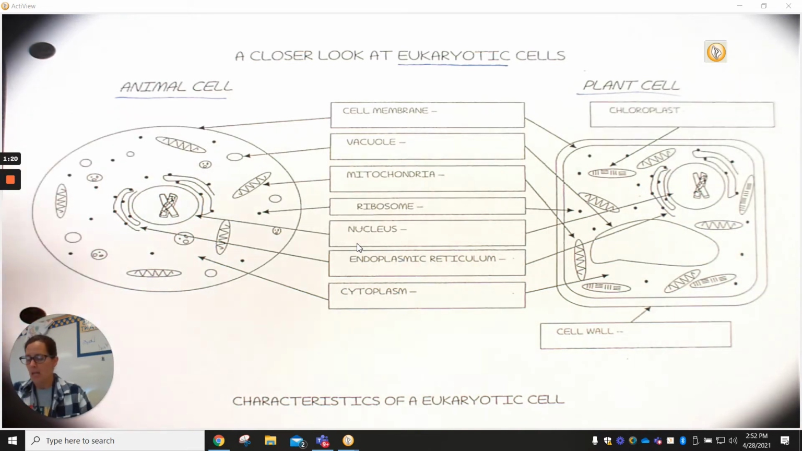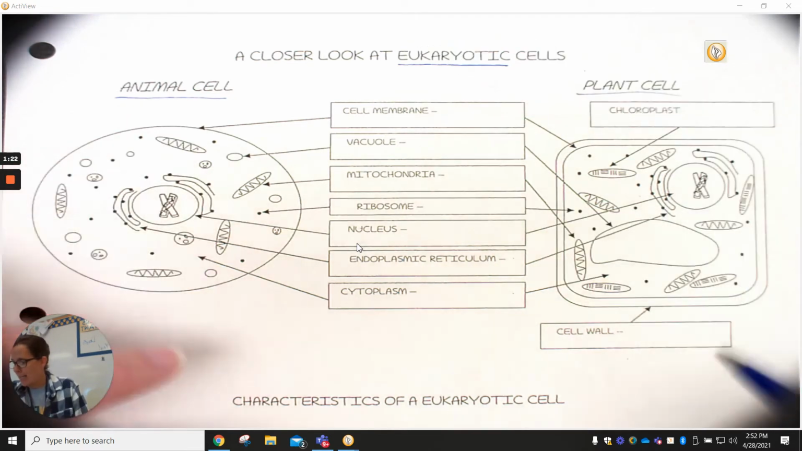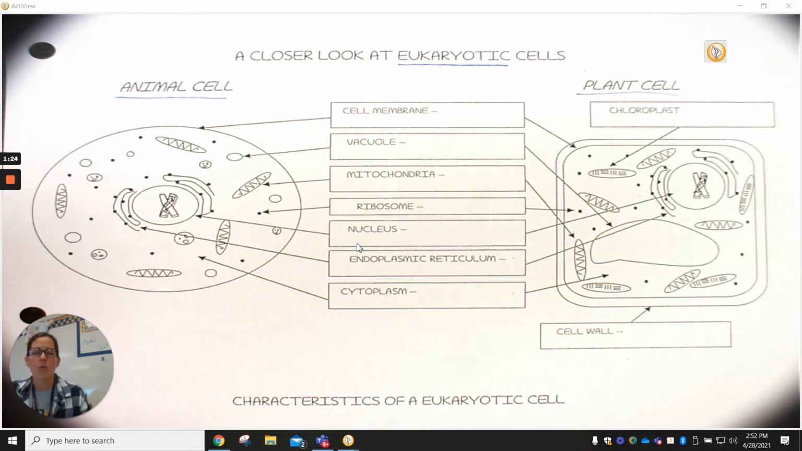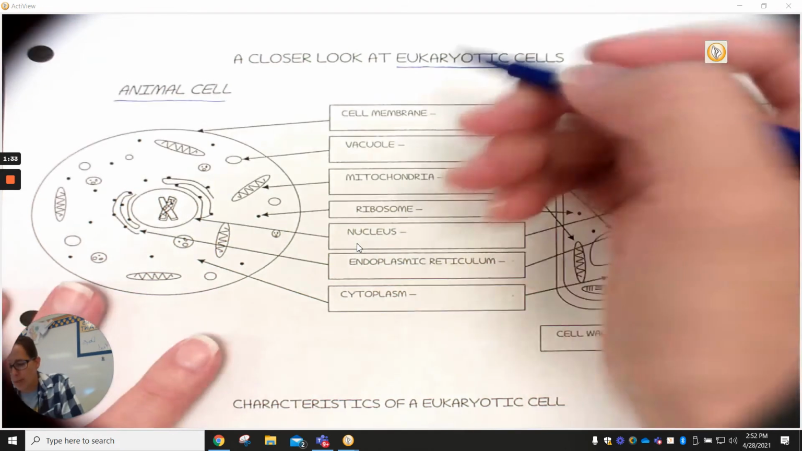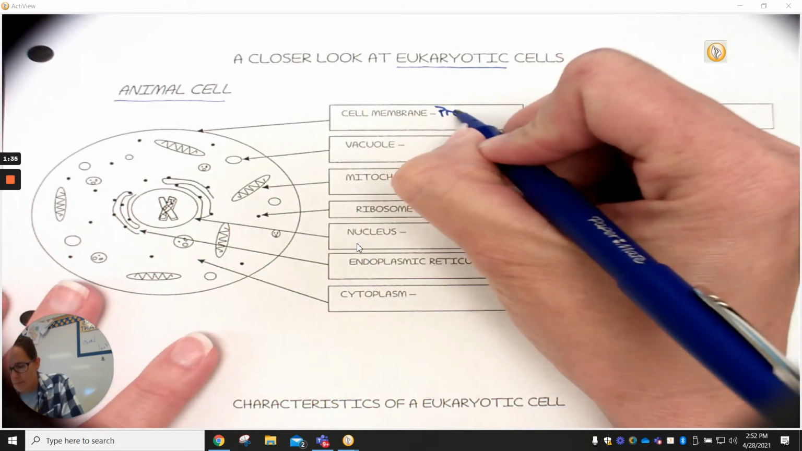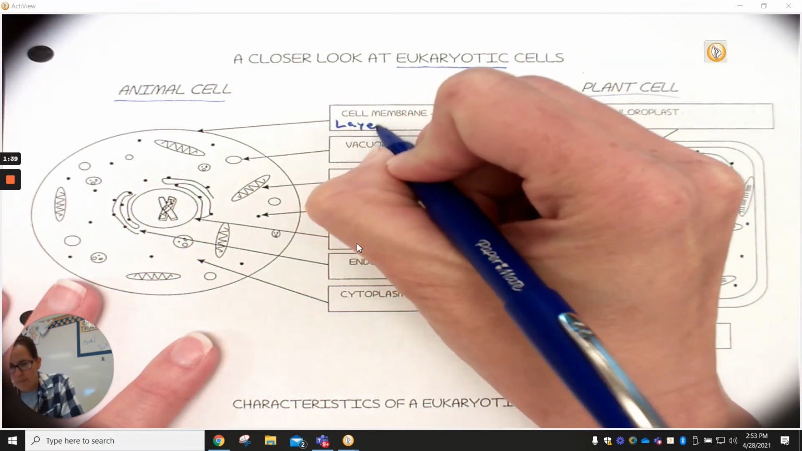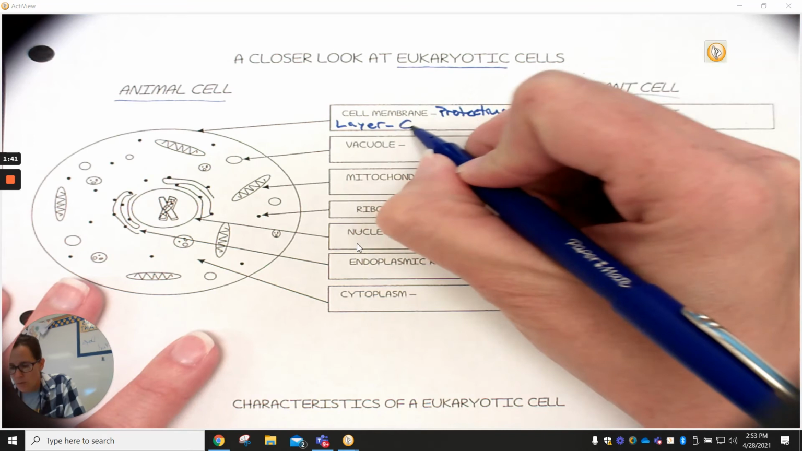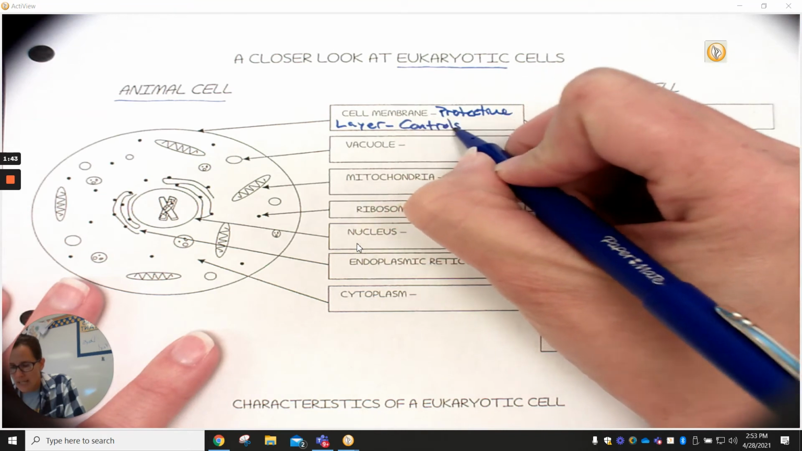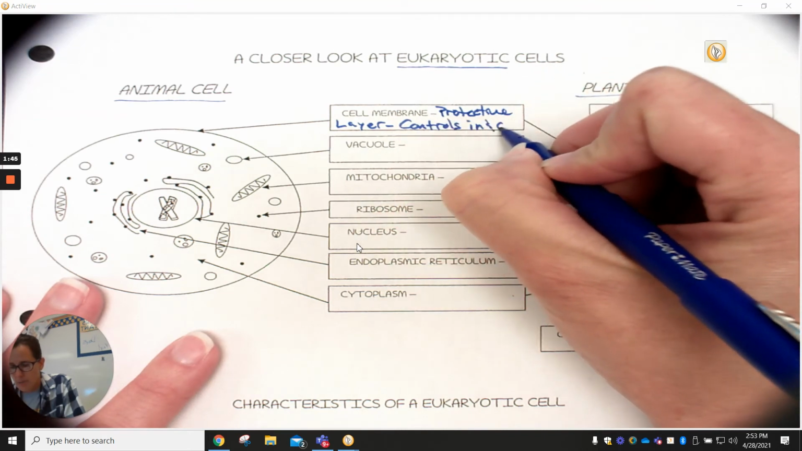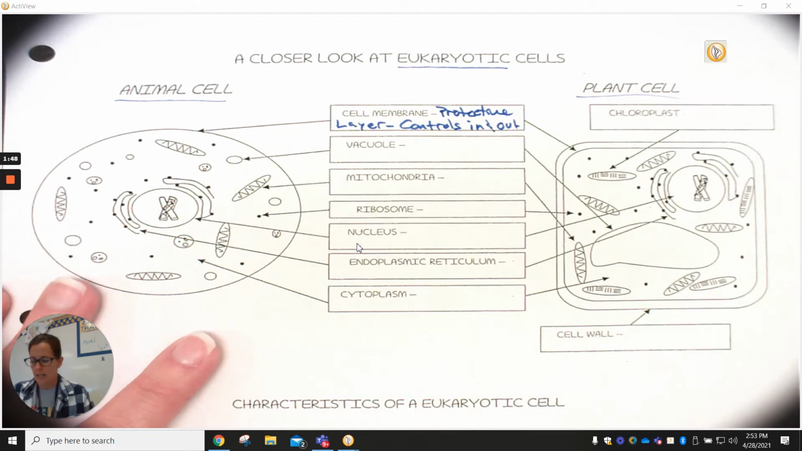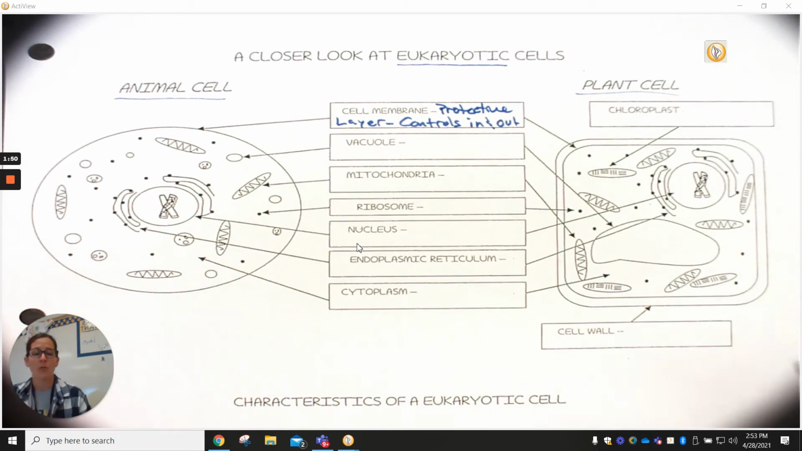So the first one is the cell membrane. And a cell membrane is really cool because it controls what can get in and out of the cell. It is a protective layer, if you will. So I'm going to write protective layer and then controls in and out.